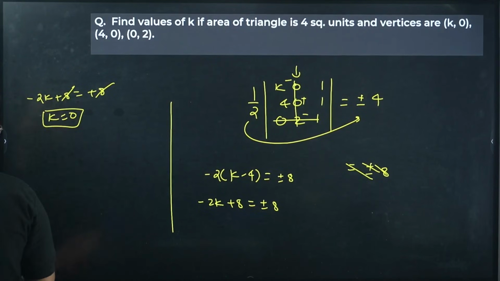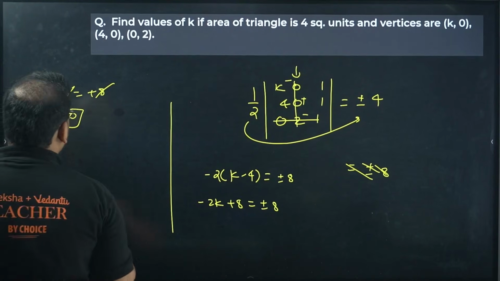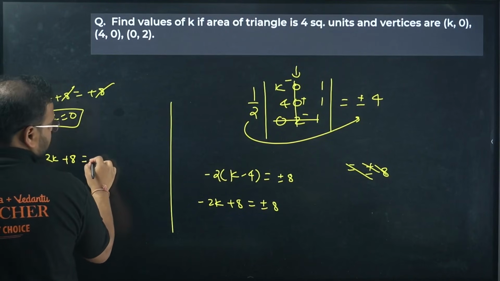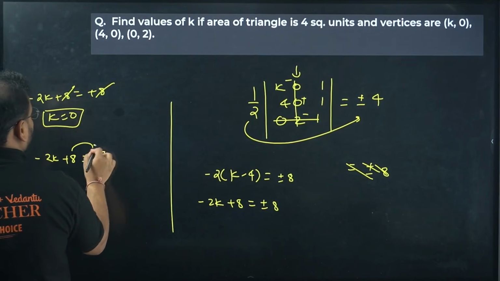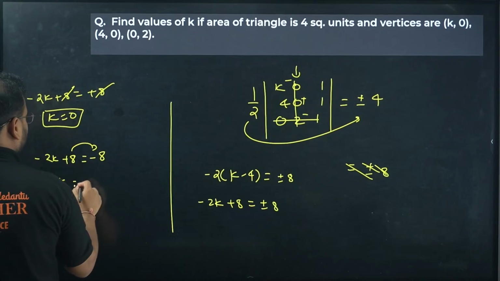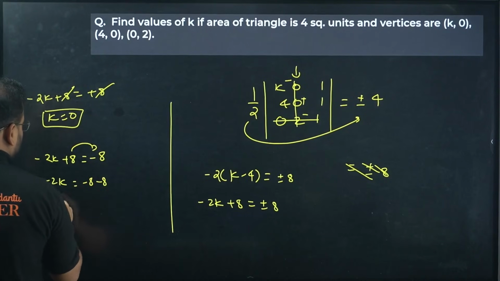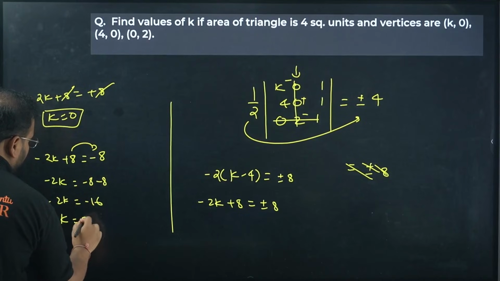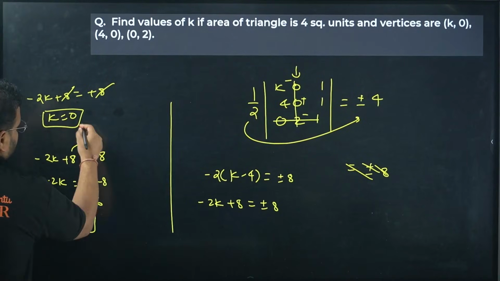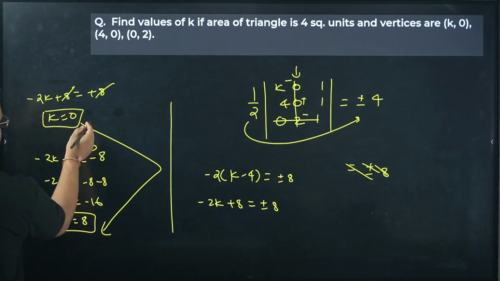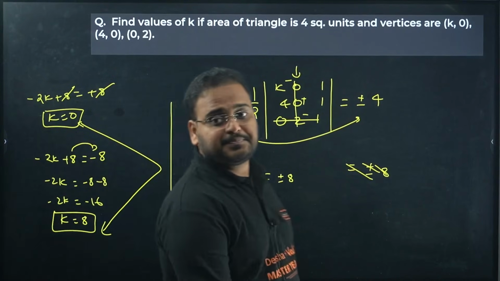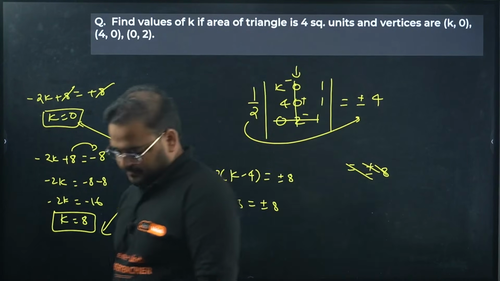And the other one will be what? Minus 2k plus 8 equals minus 8. On this side you get minus 2k equals minus 8 minus 8. So minus 2k is minus 16 and that gives me k value as 8. So k is either 0 or k is 8. Either 0 or 8. Clear? Have a look.